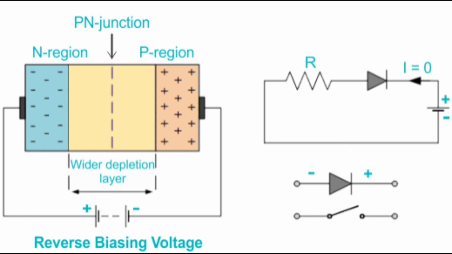So in essence, the depletion region acts as a switch. It blocks current flow when reverse biased. It allows current flow when forward biased, and the applied voltage overcomes the built-in potential.